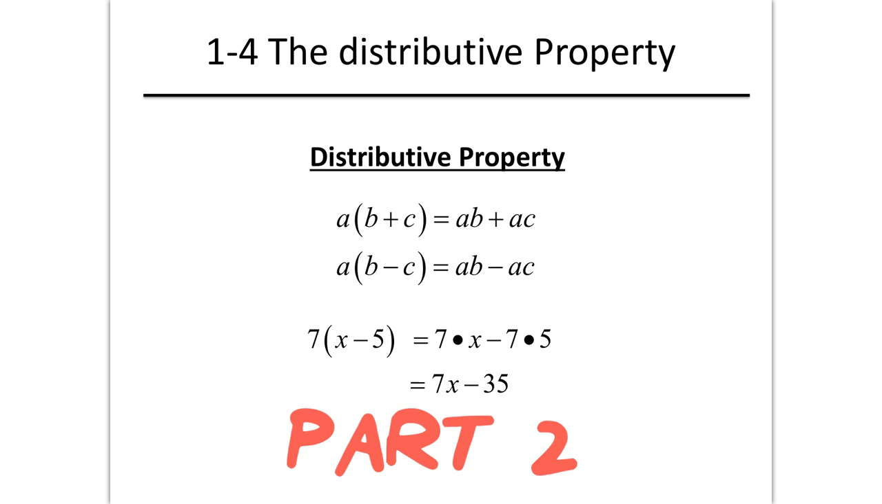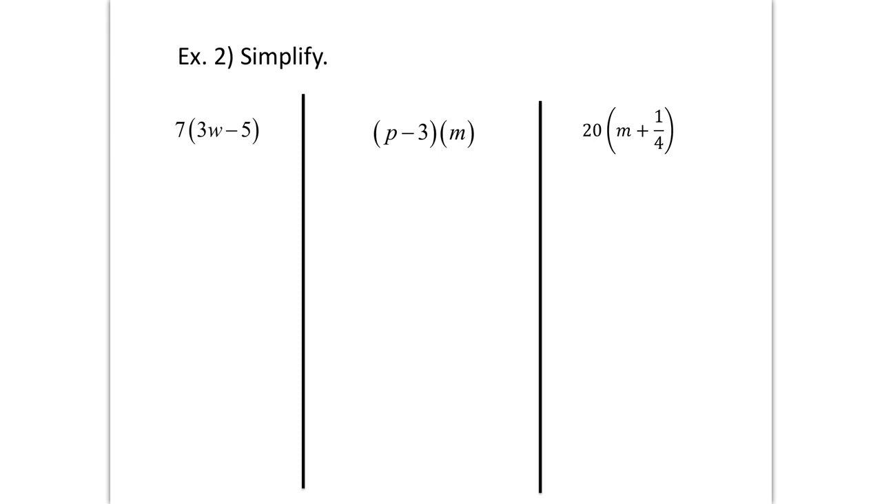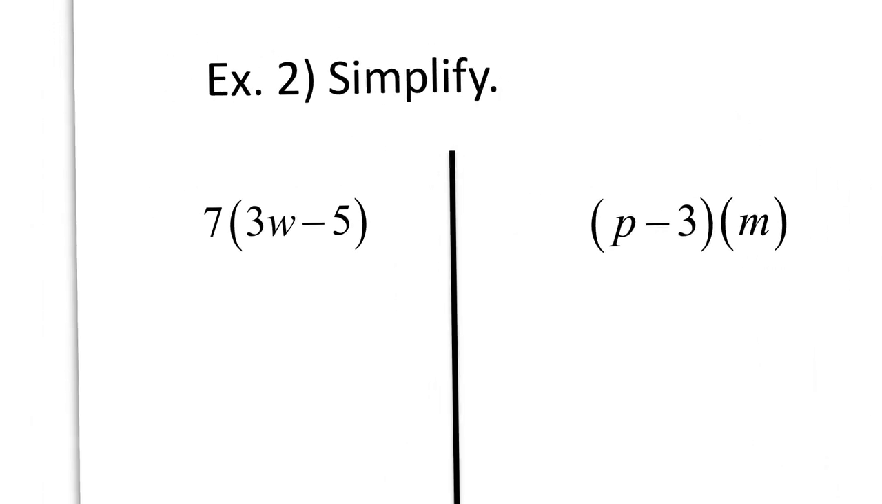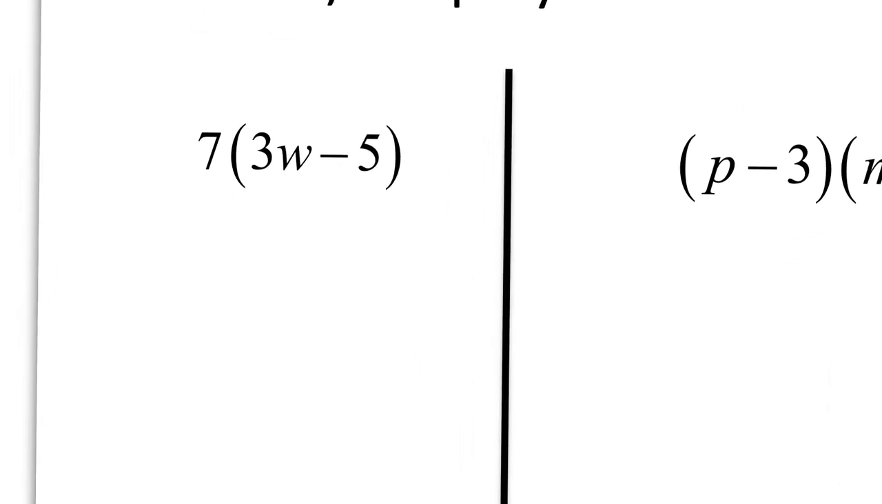So let's go ahead and try a few examples on how to use the distributive property. Every example has something outside of the parentheses and you're multiplying by something inside. So let's go ahead and look at the first one. Remember that we are simplifying. So here I have 7 times the quantity of 3w minus 5. So I'm going to multiply 7 times 3w, so I'm going to put 7 times 3w here. And then I'm going to multiply 7 times 5. Bring down the minus, the one in the middle.